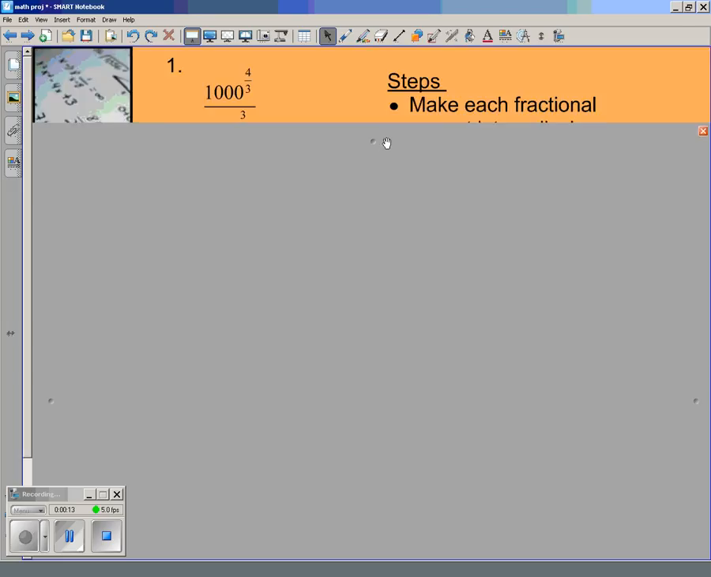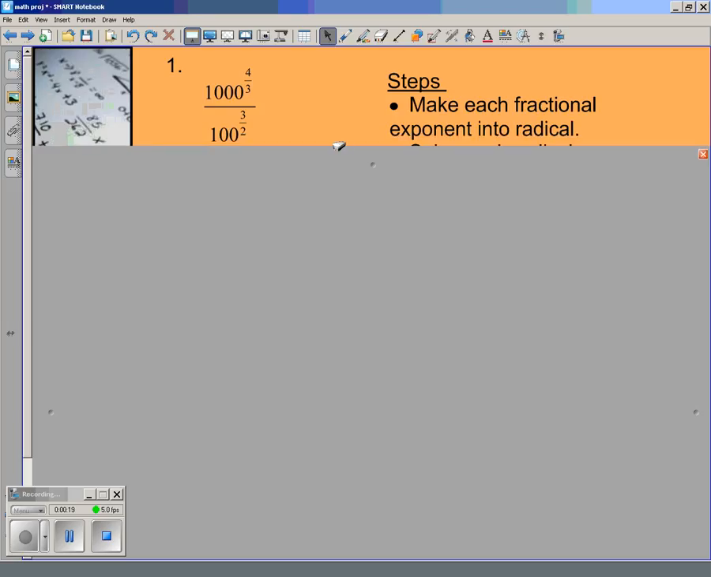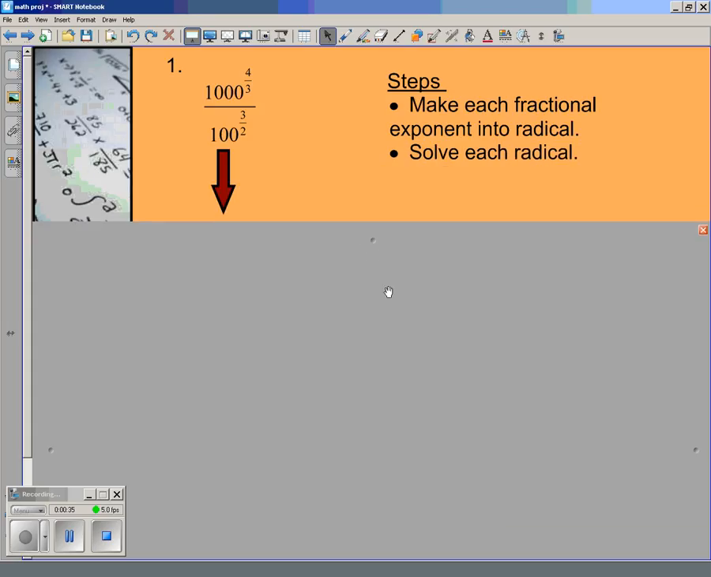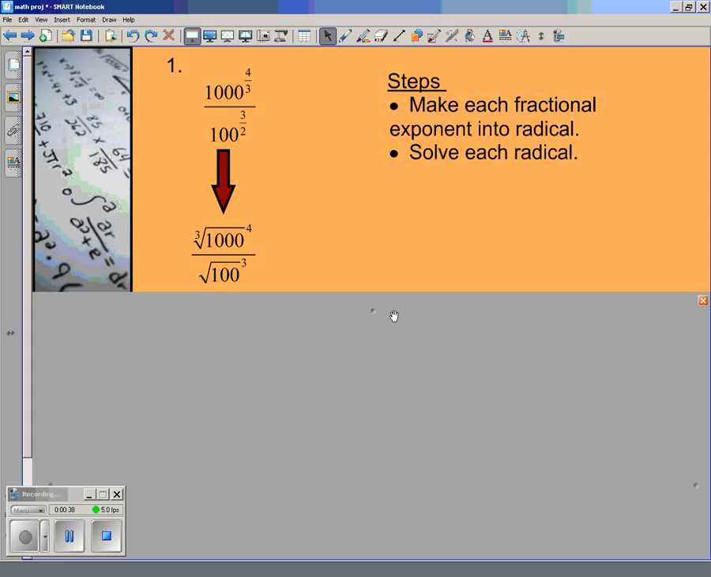So what we want to do is make the fractional exponent into a radical. So we start off with the equation 1000 with an exponent of 4 over 3 over 100 with an exponent of 3 halves. So what we want to do is make that fractional exponent into a radical, as I stated before. And that does simplify out to the cube root of 1000 with an exponent of 4 over the square root of 100 with an exponent of 3.